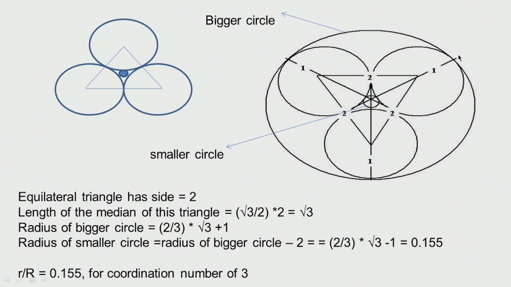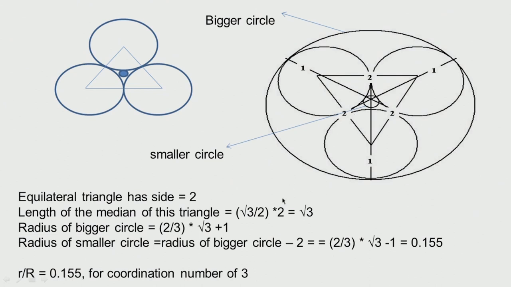Now, once I know the radius of the bigger circle, the radius of this smaller circle is the radius of the bigger circle minus this. The radius of the bigger circle minus 1 plus 1, that is 2, the diameter of this circle. So the radius of the smaller circle is given by 2 by 3 into square root of 3 minus 1, because this plus 1 and this minus 2 goes to minus 1. So it is 0.155. The radius of this small circle which is touching all these, divided by the radius of the bigger circle, will have a ratio of 0.155.